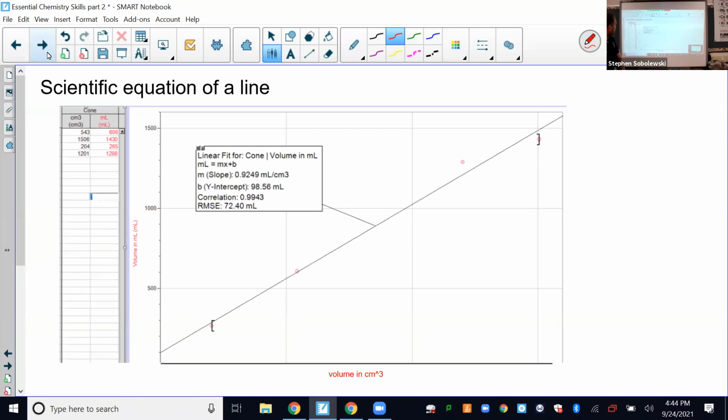So here's some sample data from the volume lab. How do I know it's a volume lab? Well, I see we have volume in milliliters on the y, volume in centimeters cubed on the x, and I can see that this is the linear fit for the cone. Okay, so for the scientific equation of a line, we start with y equals mx plus b, and we're going to replace y, m, x, and maybe b, but definitely y, m, and x. So what do we do instead of y? We grab whatever's on the y-axis, which is volume in milliliters.